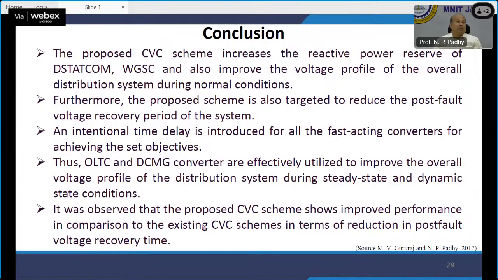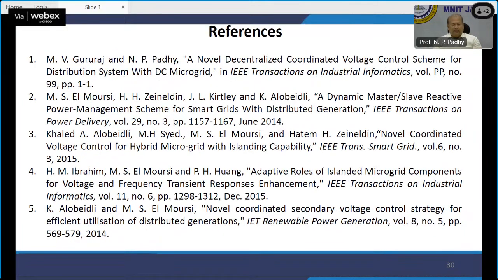So indirectly, we are not allowing the fast acting converters to act fast. We want them to act only when there is a fault, a serious fault or dynamic fault. Otherwise, imagine even in a steady state, they evacuate everything, and next there is a fault, and they have nothing to discharge. That is the problem. So thus OLTC and DC microgrid converters are effectively utilized to improve the overall voltage profile of the distribution system during steady state and dynamic state conditions. It was observed that the proposed CBC scheme shows improved performance in comparison to the existing CBC scheme.